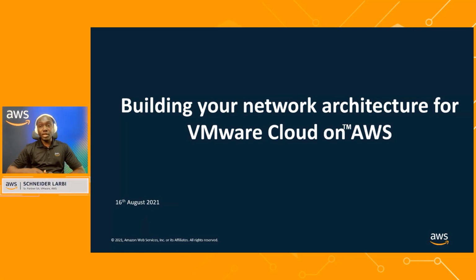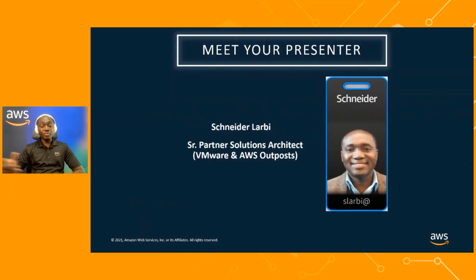My name is Schneider Labi. I'm one of the senior partner solutions architects here at AWS. I've been working here for about 2.5 years, and I specialize around VMware Cloud on AWS. I work with the core engineering teams in delivering new features and designing new services around VMware Cloud on AWS. I also specialize around hybrid edge services in AWS, which includes AWS Outposts, which enables our customers to run the AWS cloud in their data centers. So that's a little bit about me, and it's good to have all of you here, as I've said.